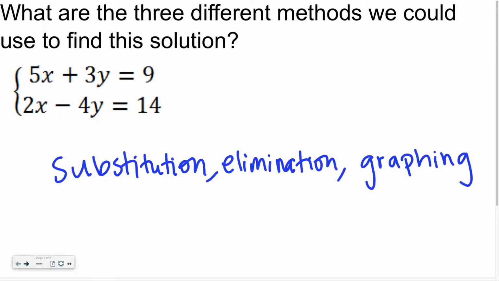Miss Hellman, for elimination, is that the one where you try to eliminate one variable to find the other? Uh-huh. So you choose the x's or the y's and you multiply by a number to make them opposites, so you can add them together.